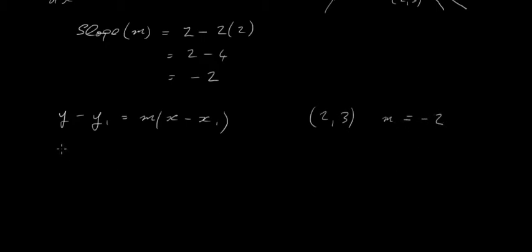So we'll just put these in. So we've got y minus 3, that's our y1, is equal to minus 2, x minus, our x here is 2. So this is the equation of our tangent. So let's just tidy this up a little bit. That will give us y minus 3 is equal to minus 2x plus 4.